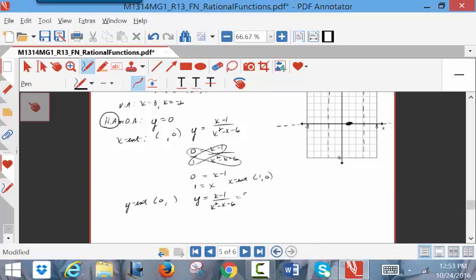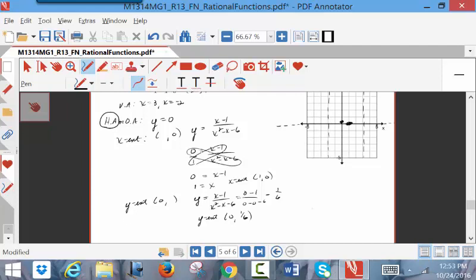Okay, so this is going to be 0 minus 1 over 0 squared minus 0 minus 6, which is negative 1/6. So I do have a y-intercept. My y-intercept is occurring at the point 0, negative 1/6. 1/6 is going to be kind of hard to see on this graph, so we're just going to try to get it a little less than a half on the y-axis.